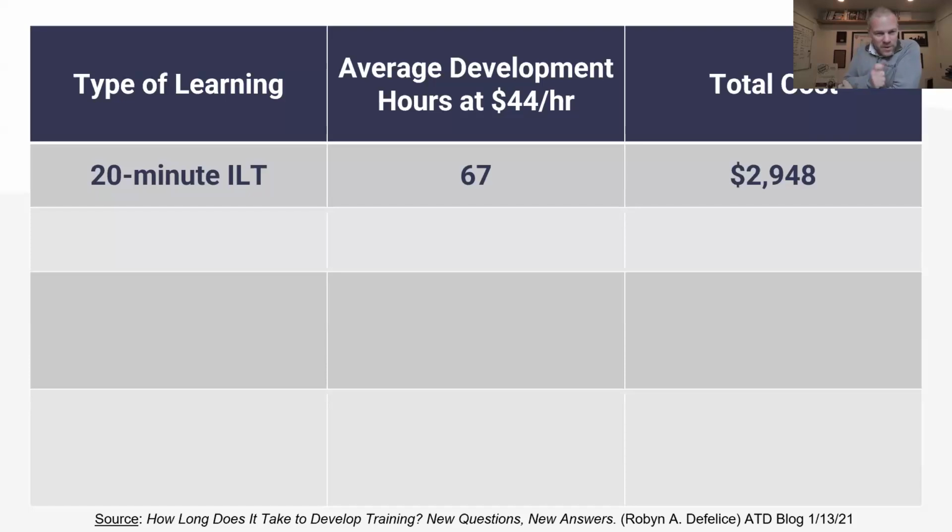And if we're to do a little bit of financial calculation in that, I looked on Glassdoor, the average salary for an instructional designer across the country is $44 an hour. It seems like that might be a little bit low. If you can find a really top-notch instructional designer for $44 an hour, please send them my way. So it's about $3,000 just to develop, not including the amount of time people actually spend learning.